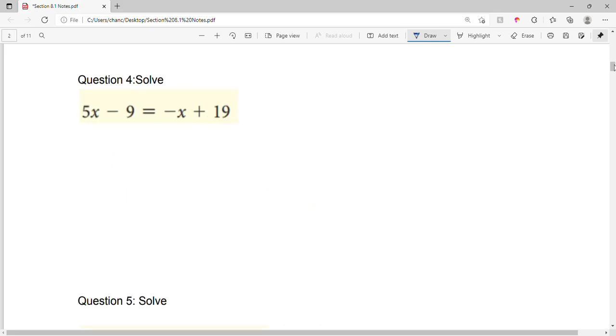Question 4. I have 5x minus 9 equals negative x plus 19. This one's a little bit more complicated than the previous questions, but we'll start by looking to see if we can simplify the left. 5x minus 9, we cannot collect like terms. And a negative x plus 19, we can't add these either. They're not like terms. So we'll start by isolating the x. Get the x's on one side and get the numbers on the other side.